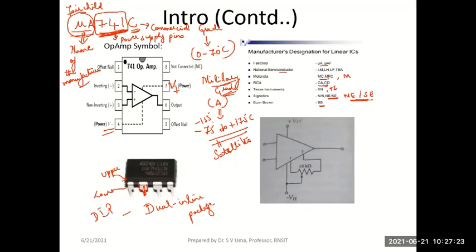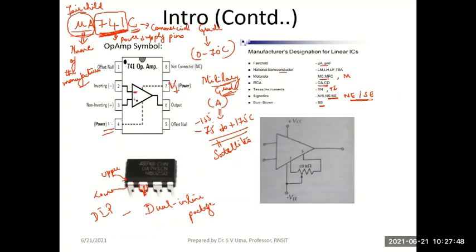And the DIP package is as shown. We have other packages also. Anyway, this is available in DIP package. And coming to the pins, it has 8 pins. As you can see, the internal diagram was also shown. Pin 2 is the inverting input. So any signal given here will be negated. This is the inverting input.